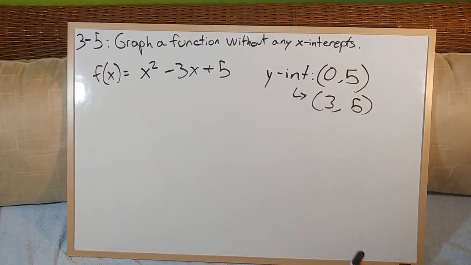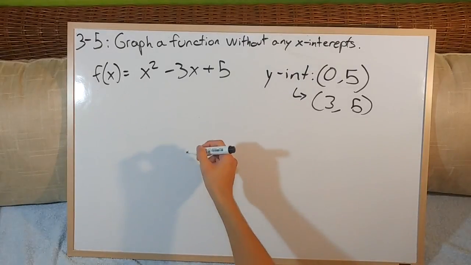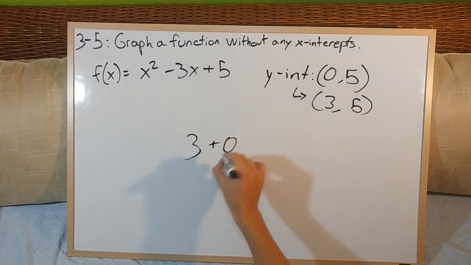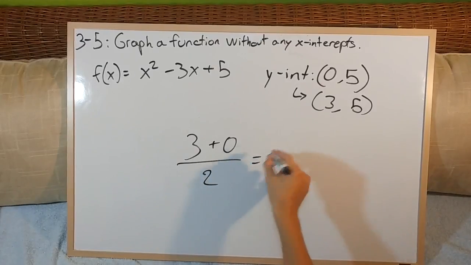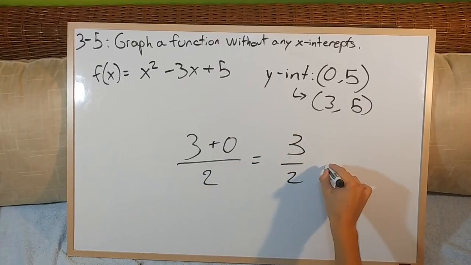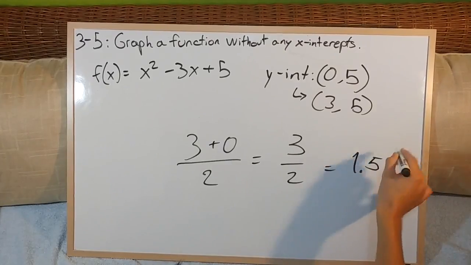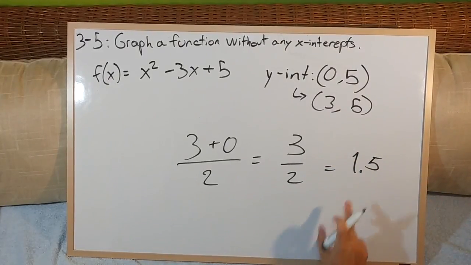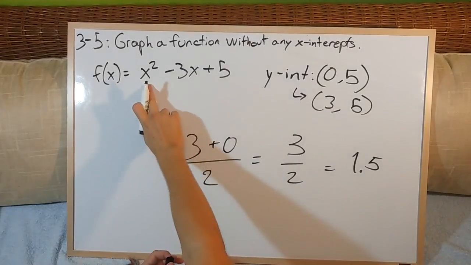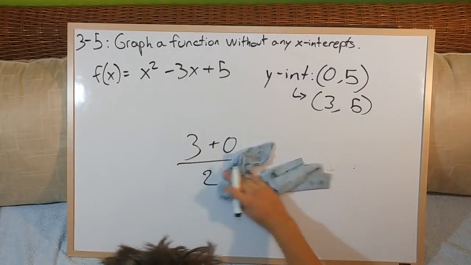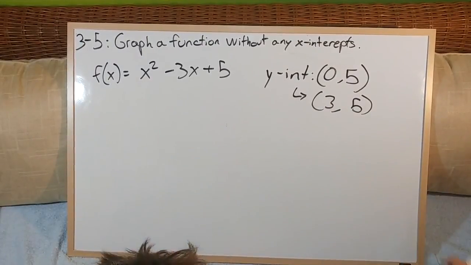Okay, so now we have 2 points with the same y value. We can now find the line of symmetry, and you can find the vertex using the line of symmetry. So how do we find the vertex? We have to find the x value of the vertex, and how do we do that? By adding the 3 and the 0, and then dividing it by 2. That would give us 3 over 2, or 1.5. And now, since 1.5 is the x value of the vertex, we can plug it into the equation to get the y value of the vertex.